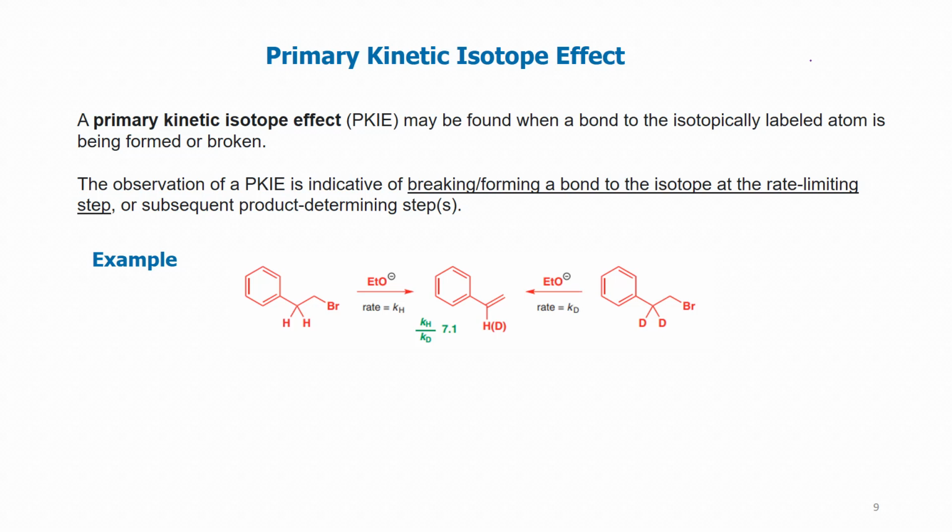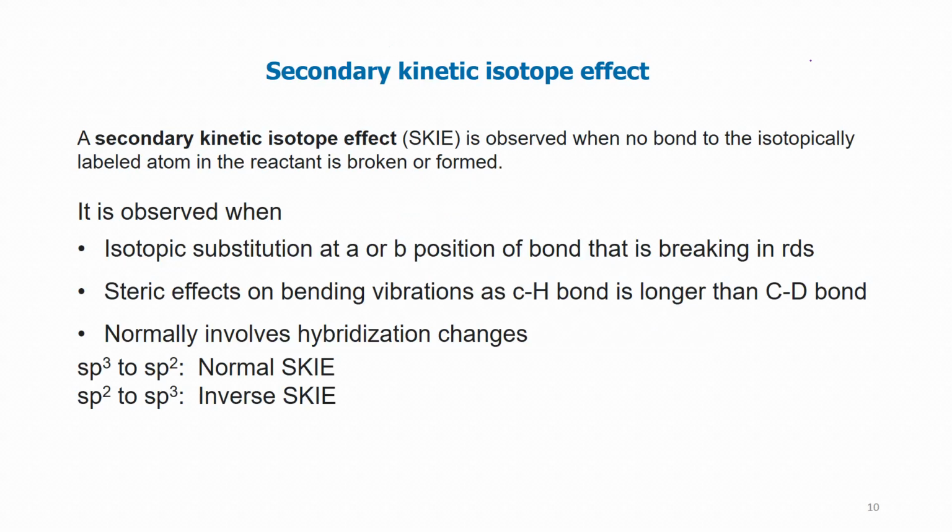If KH is greater than KD, it will show a primary kinetic isotope effect. If the CH bond is broken at the rate determining step, and by changing the CH bond to a CD bond the rate is affected and becomes slower, then it will show a primary kinetic isotope effect.